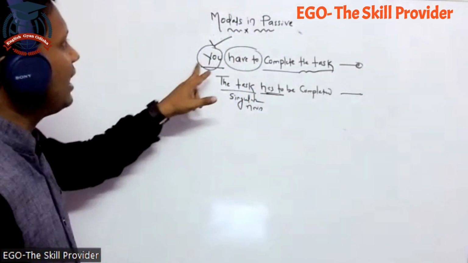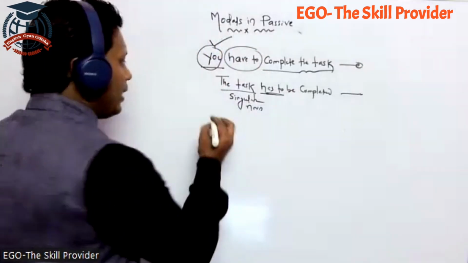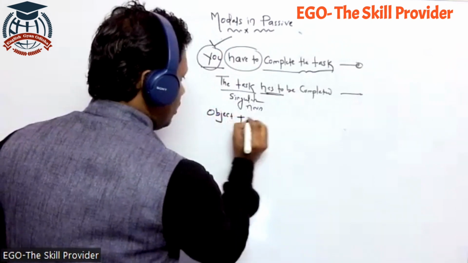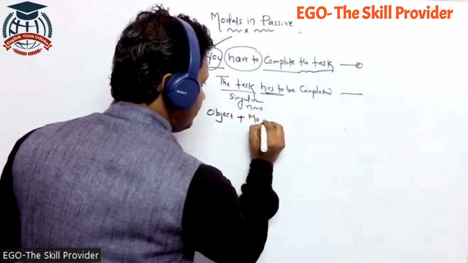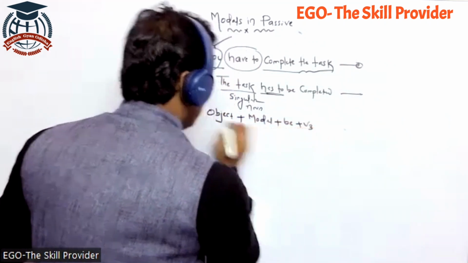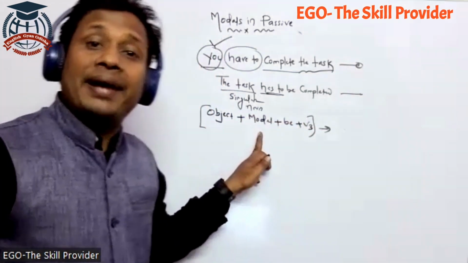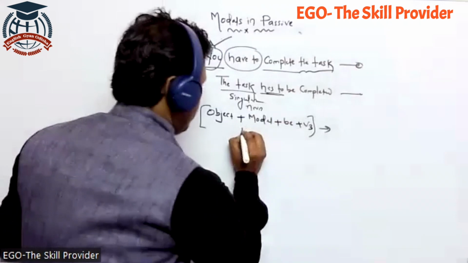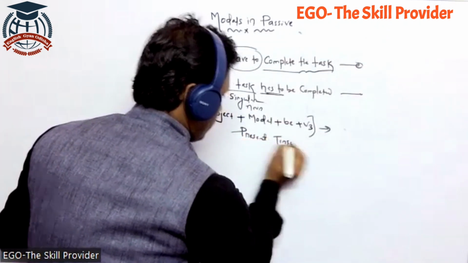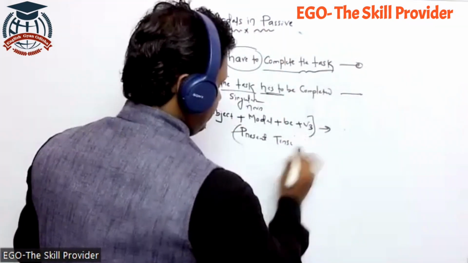So this is how exactly modals in passive work. The formula is: object plus modal plus be plus V3. This is used in the present tense. This is called present tense passive.